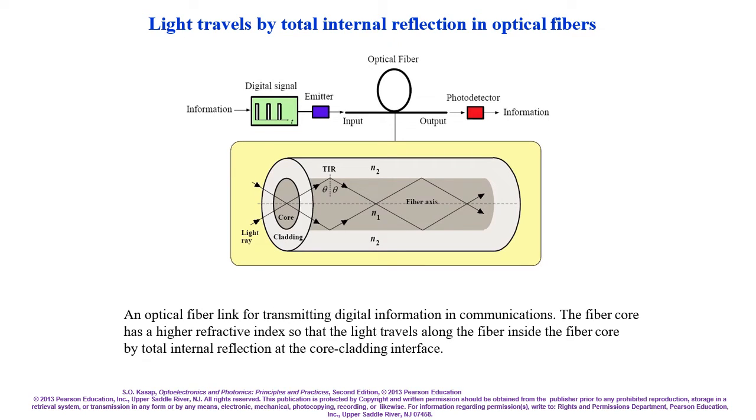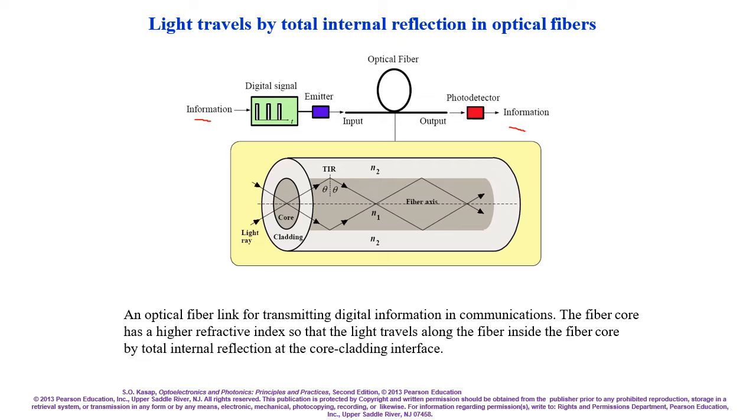Now we can see how light travels through total internal reflection in an optical fiber. This is a schematic diagram where the information is passed as a digital signal, then an emitter sends it through the optical fiber, and the output is detected by the photodetector and the information comes out. So inside that optical fiber, what happens?